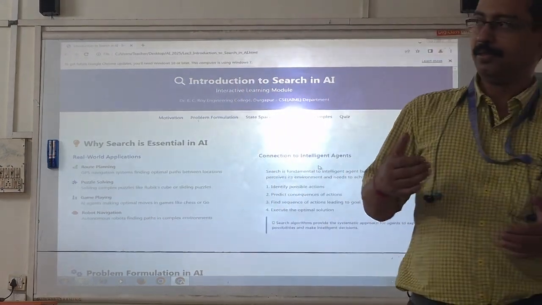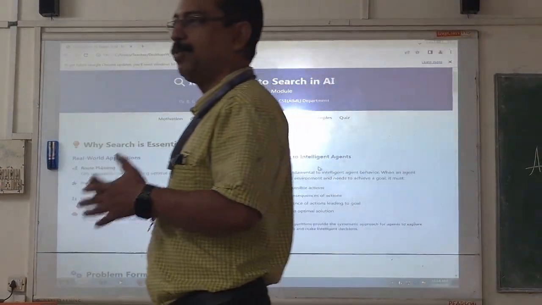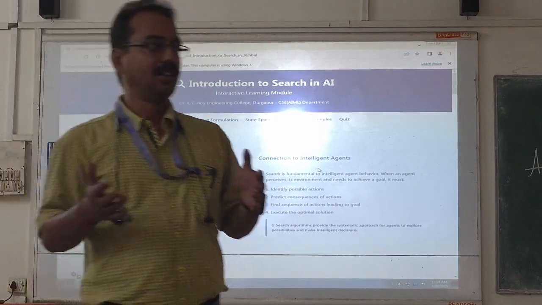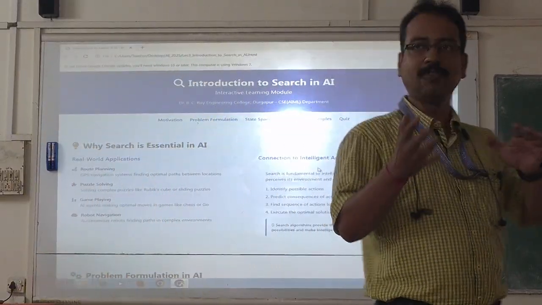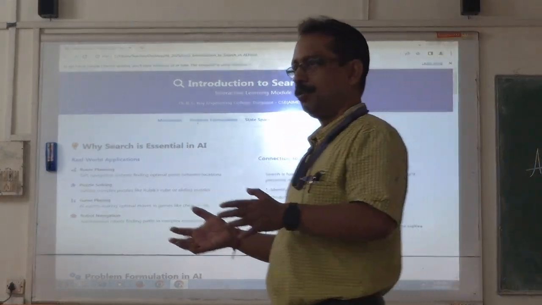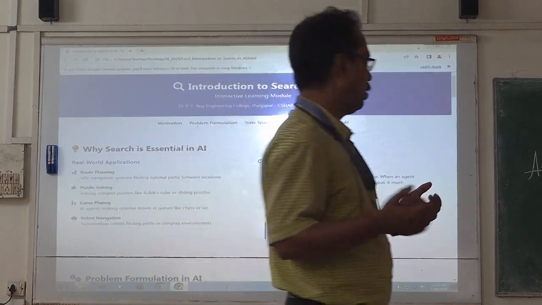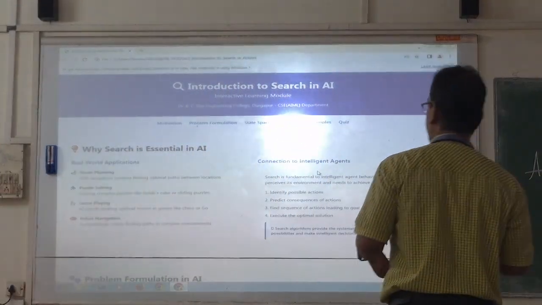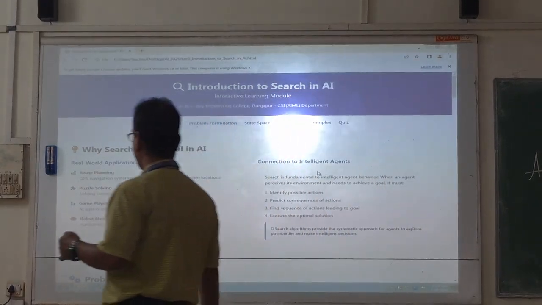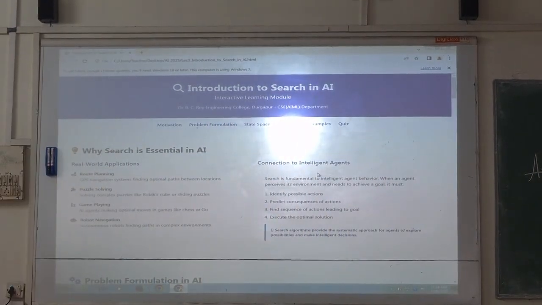Now, the main purpose of giving this example is to get an idea of how a normal problem can be converted to a state space search problem, which is what AI is basically going to solve. But before I go into the detail, let me tell you why search is essential in AI.